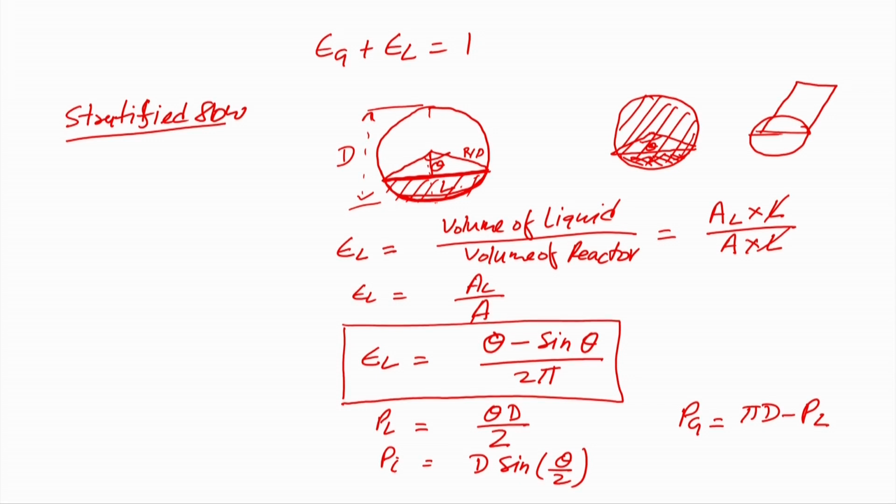Once you have epsilon L, you can calculate epsilon G also by using the same formula, epsilon L plus epsilon G is equal to 1. So it means you can solve the whole stratified flow problem in a one dimensional domain. Again, this is only a one dimensional problem. If you go for three dimensional, you have to use a numerical approach, the advanced CFD approach, to solve these things.